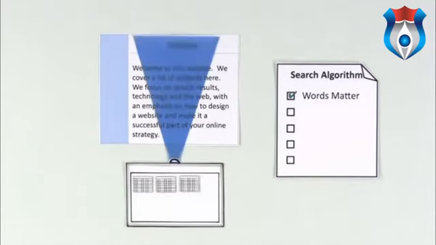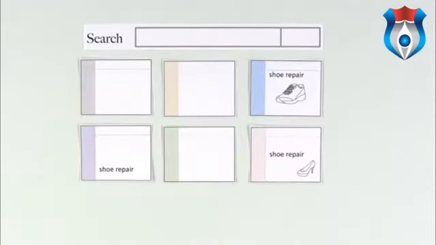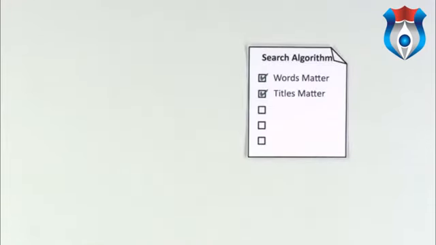First, words matter. Search engines account for every word on the web. This way, when someone searches for shoe repair, the search engines can narrow results to only the pages that are about those words.